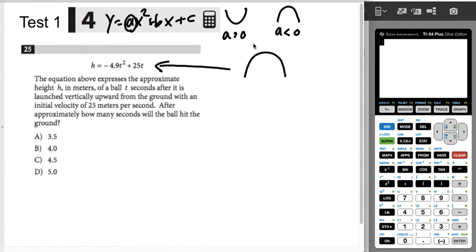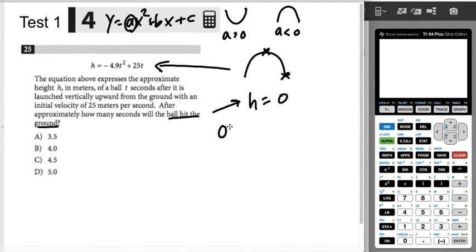So this graph looks like this. And a disproportionate number of the questions you're going to see in a math or physics class are going to ask you one of two things. They're either going to ask you about the top, the vertex, or they're going to ask you where this thing hits the ground, or where y is 0. So that's what this question asks. When does the ball hit the ground? That's the same as saying, when is h equal to 0?